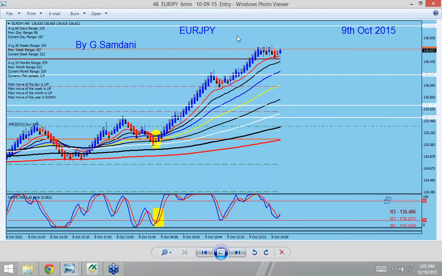instead of 16 minutes. The 16 minute chart for me is for the setup and the direction. So once I have a setup there, then I can come here to a 6 minute chart and take entries easily. So this was taken here before.